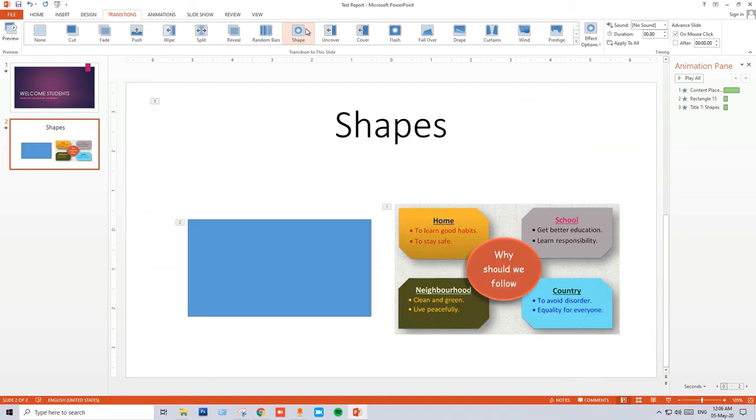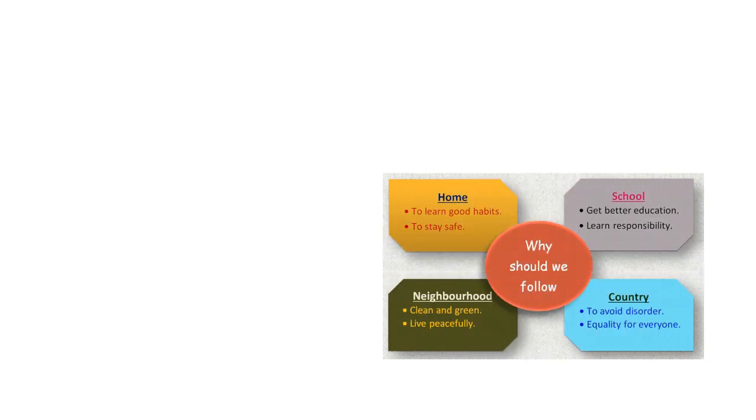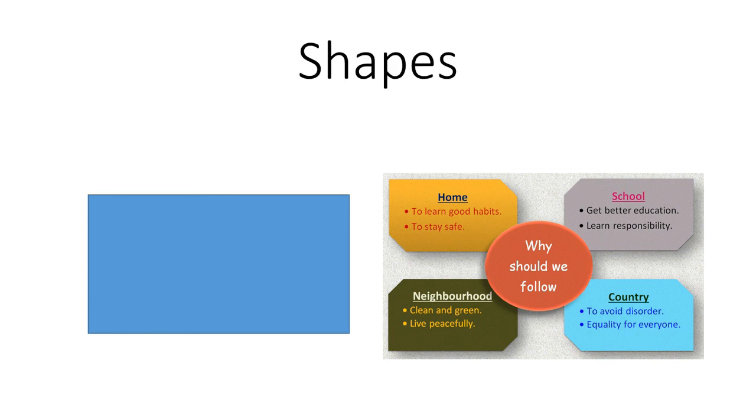Now when I press the F5 key, you can see a different effect altogether. If I click the mouse, you can see that when we move from one slide to another, it shows a different effect, and you can see the animation on the screen as well. So this is it from today's lecture. I hope you all understood the concepts of animating objects and text and applying transitions to your slides.